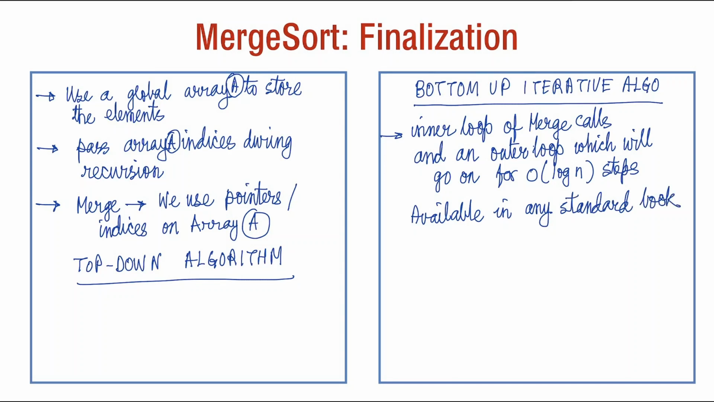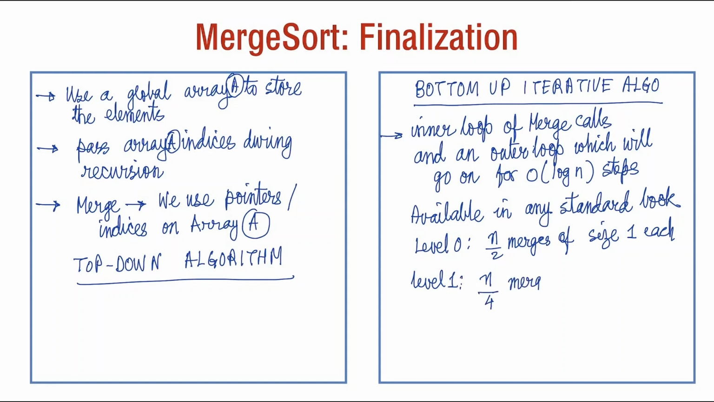At every level, in level 0, the number of merges will be n by 2 merges of size 1 each. Then in level 1, there will be approximately n by 4 merges of size 2 each, and so on and so forth.